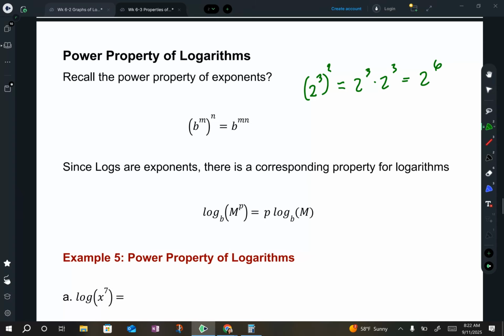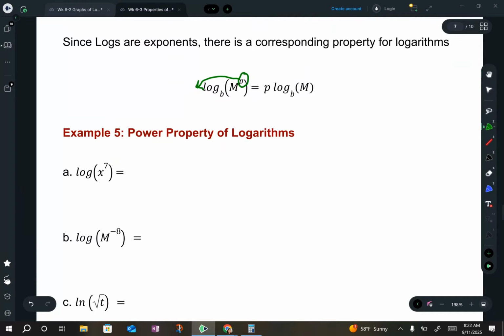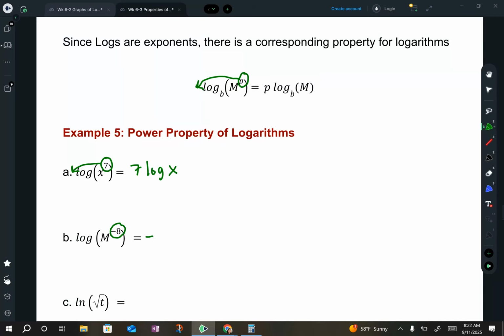If you have log base b of m to the pth power, that would be p log base b of m. So I like to just think about the p coming down out in front. And this can also help us simplify logarithms. Let's go ahead and practice using this property. Log of x to the 7th becomes 7 log x. Log of m to the negative 8th becomes negative 8 log m.